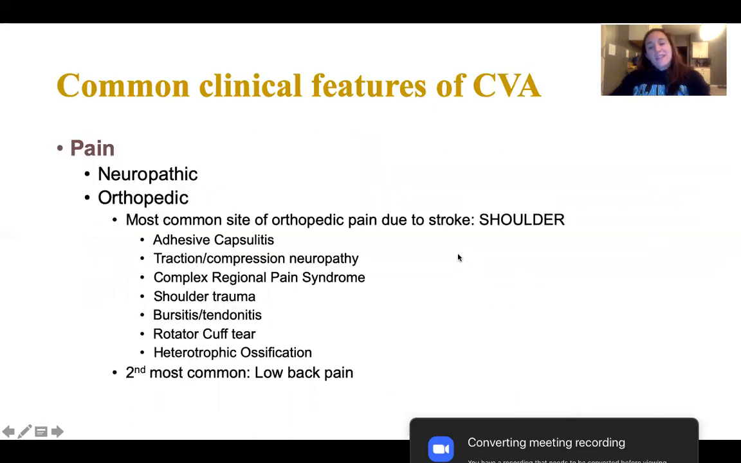Okay, and then to wrap up the orthopedic stuff, and then we're going to quickly talk about sensory, and then we'll take a break. Pain. I put this here because pain can come in many shapes, forms, and sizes. We'll talk a little later about how our thalamus can be involved in a lot of central pain when it's impaired from a stroke.